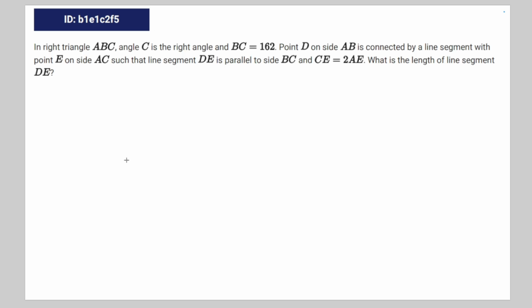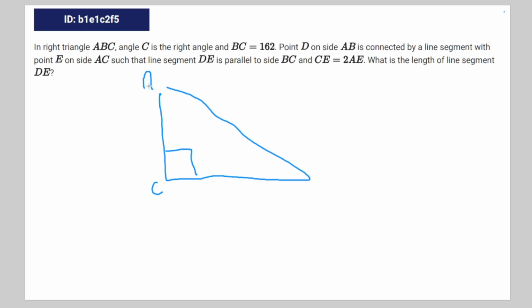So that's the logic process. I'm just going to draw a triangle to start off with. So ABC, and then BC is equal to 162. I did not write this correctly. Okay, whatever. Wow, I really wrote this incorrectly. So C is the right angle, and you have A and B, and BC is equal to 162, so like this.